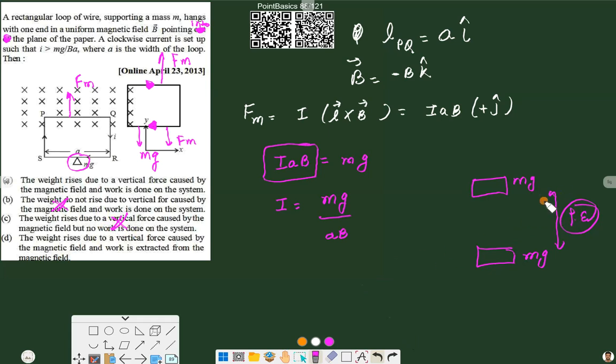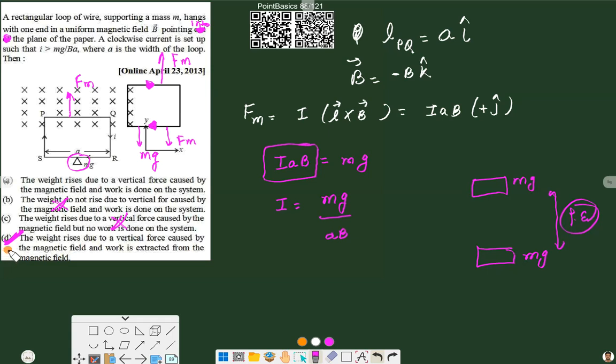So if there is some work done, then this work has to be done by some force, and we know the only force here acting against the mass is the magnetic force, and that force is acting due to the magnetic field. So the work is done on the system with the help of the magnetic field, or we can say that work is extracted from the magnetic field. So option D will be the right answer here.